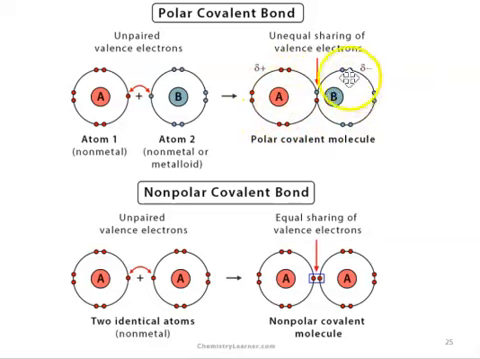In other words, you're going to have a partial negative charge around B and a partial positive charge around A. And that is shown with these little Greek symbols, the delta and the minus, the delta and the plus. And these are called polar covalent bonds. It's not a full charge, it's a partial charge. This is going to be incredibly important when we talk about hydrogen bonding.